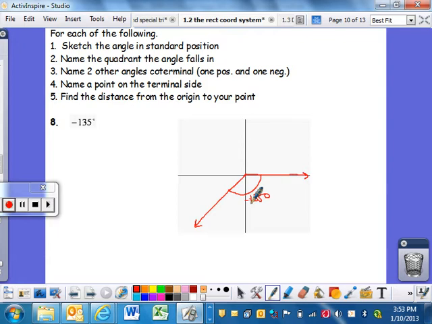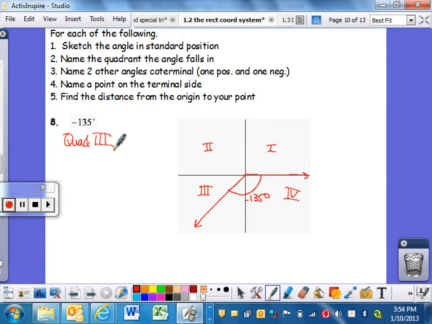Okay? What else does it say? Name the quadrant. How many of you can remember this? Quadrant 1, 2, 3, 4. Remember that goes in a counterclockwise direction, so that ends up being in quadrant 3, obviously. Part 3 asks, name two other angles coterminal.